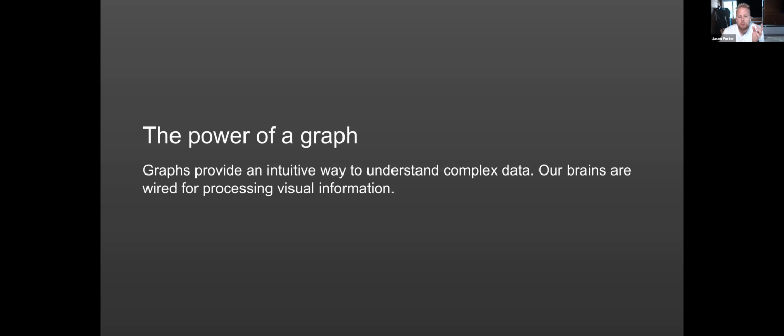So one question I think is important to ask is why a graph at all? And it's true that graphs provide this intuitive way to understand complex data. And our brains are absolutely wired to process visual information. I was reading one thing that said like 65% of your brain is related to processing and mapping in your mind visual things. So we already have this feature in our biology. Let's use that.